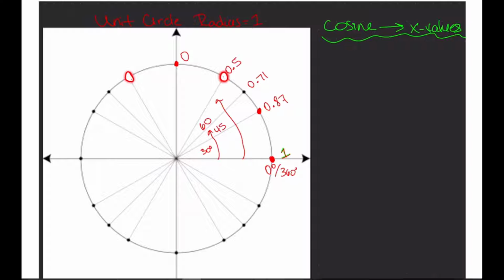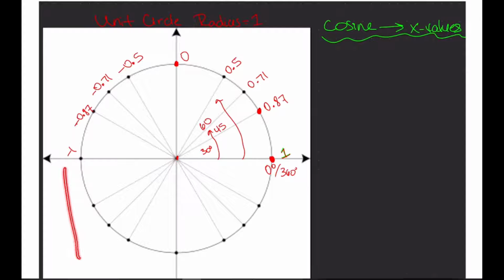Because what are your x's in the second quadrant? Negative. They're all going to be negative. So we know this one is going to be negative 0.5. And then negative 0.71. Yep, negative 0.71. Negative 0.87. And negative 1. Yeah. And from my origin going over to 180 degrees, you get negative 1, right? All right. You picking up what I'm laying down so far?